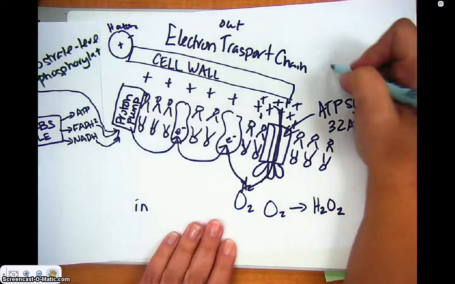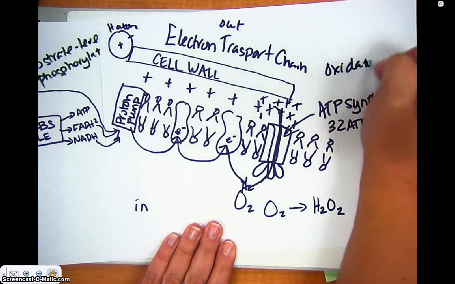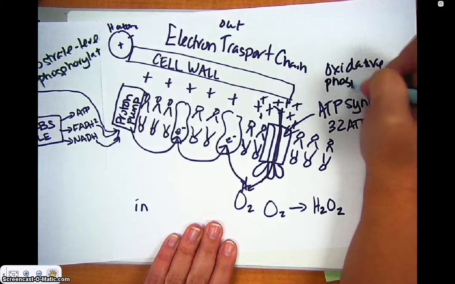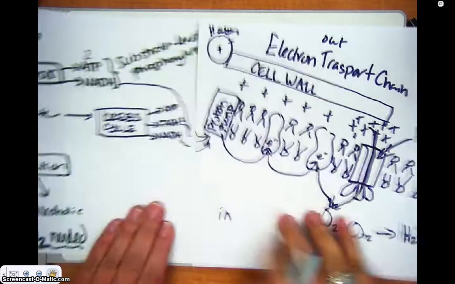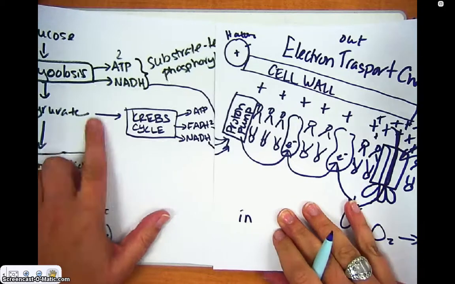This process right here is called oxidative phosphorylation. So this is oxidative phosphorylation. Over here, where we make a couple ATPs with glycolysis, is substrate level phosphorylation.